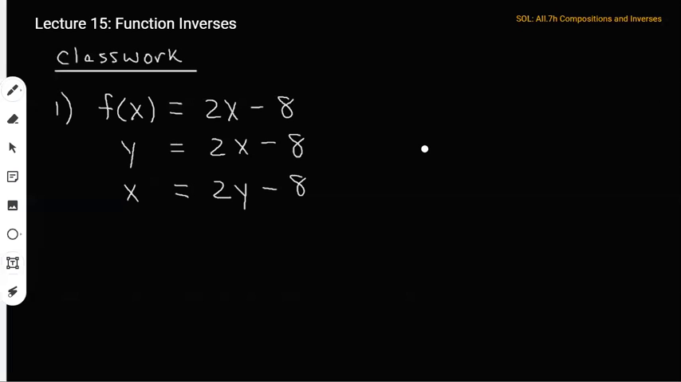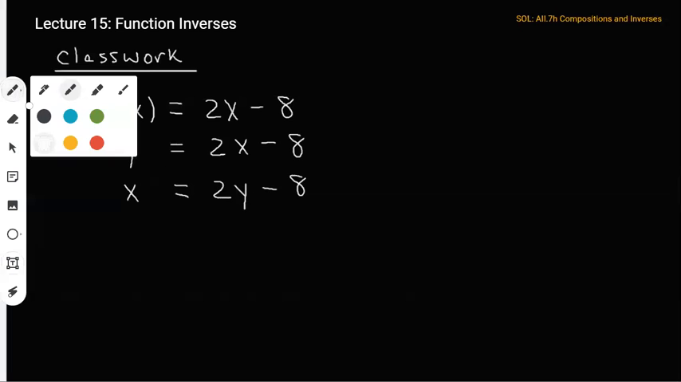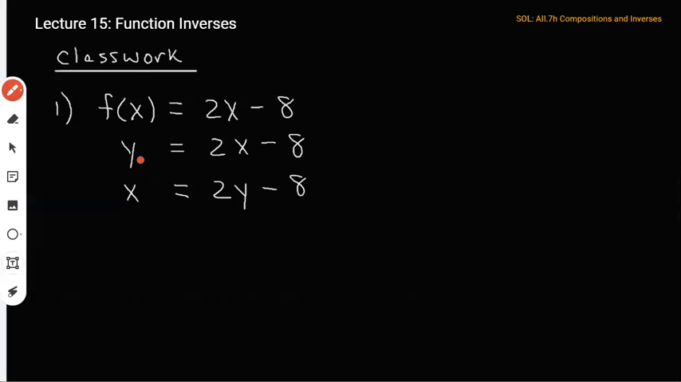All right. So the third step that we need to do is solve for y. We need to get y by itself somehow. How can we do that? Well, to get y by itself on the right side, we would just have to get rid of 2 things. We're going to get rid of the minus 8 first, and then we're going to get rid of this 2 that's out in front.